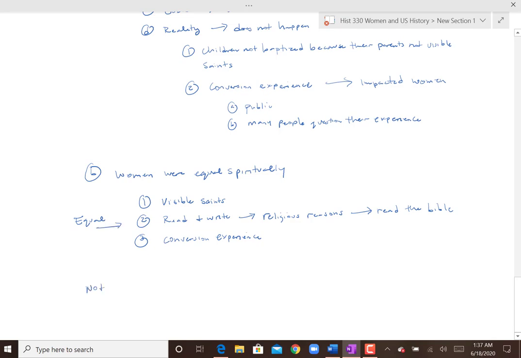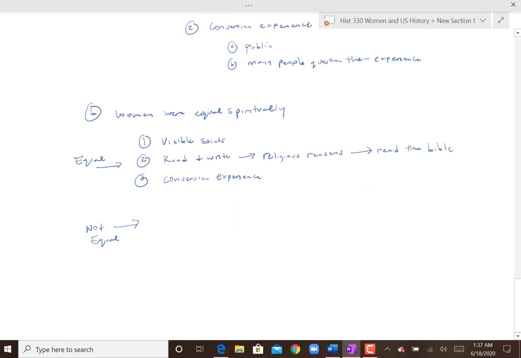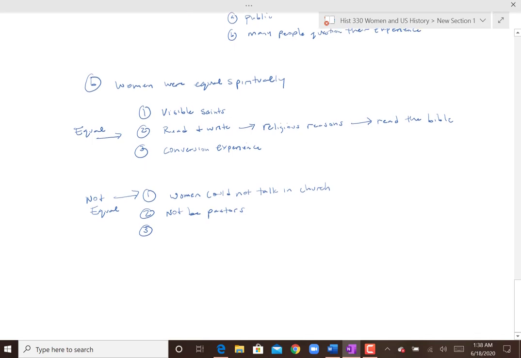and then we'll do not equal. Of course, women could not talk in church. Obviously, women could not be pastors or ministers; they were limited in those ways. They were also limited in education, just in terms of higher ed. There was no higher education option for women.